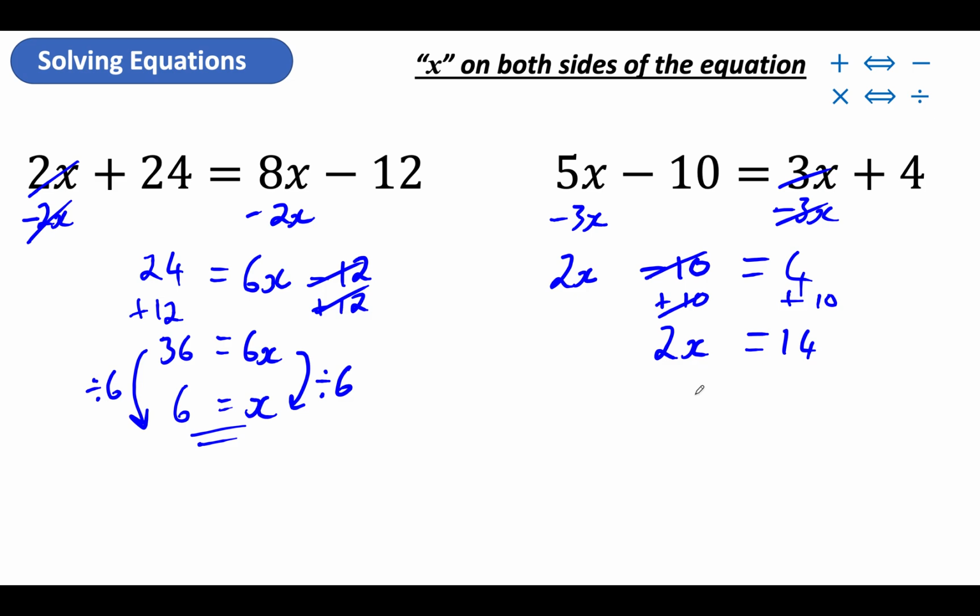Now, if 2x's are worth 14, I think we can already guess what 1x must be worth. But we'll do the official way. We'll do the working out. Divide by the number touching the letter, because 2x means 2 times x, so we divide by 2.